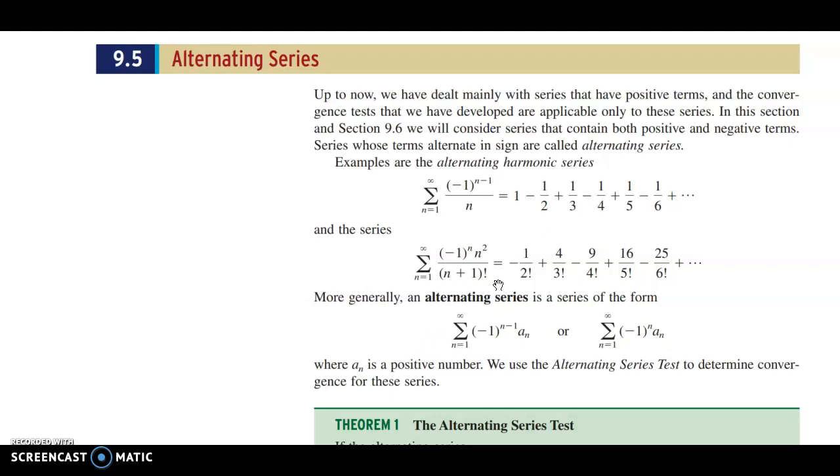This is the definition. Sigma n equal to 1 to infinity, minus 1 raised to n minus 1, a_n, or sigma n equal to 1 to infinity, minus 1 raised to n, a_n, where a_n is a positive number. We use the alternating series test to determine the convergence of this series.